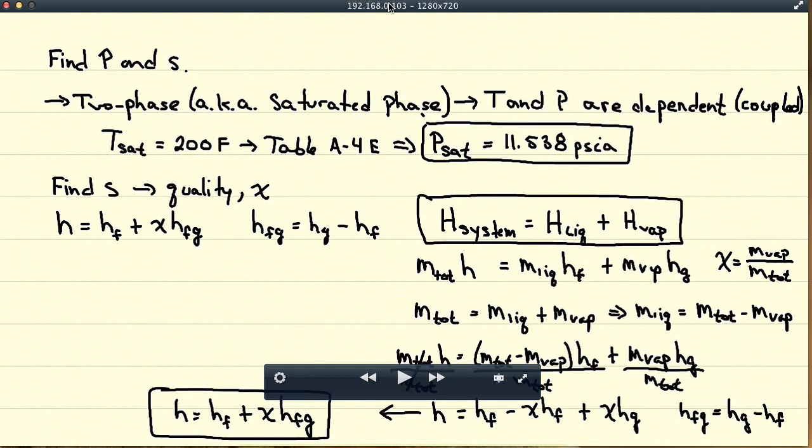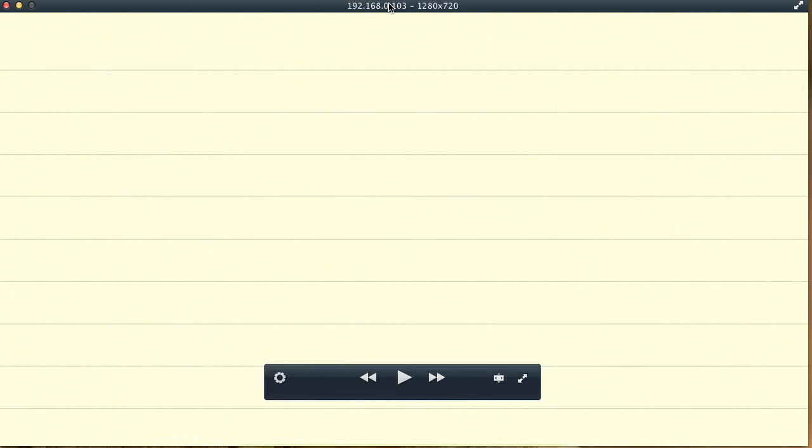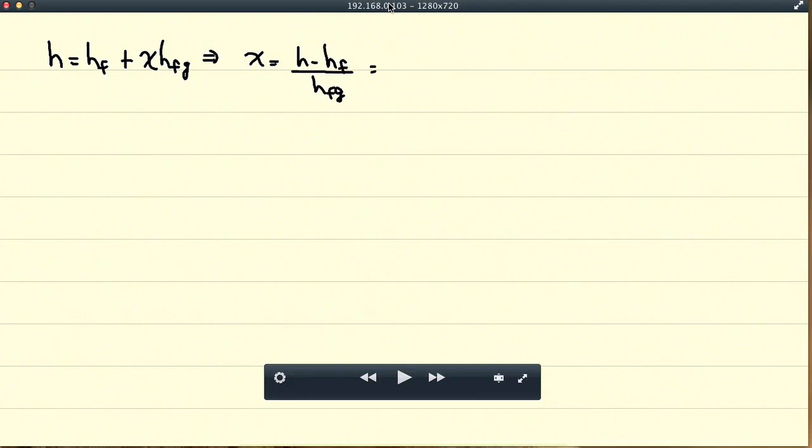Okay, so let's now continue the example. We have that H is equal to HF plus X times HFG, and so we can transform that as necessary so that we get X is equal to H minus HF divided by HFG. So now we can solve for our quality. So our H is 1500 BTU per pound mass, and our HF was 168.13 BTU per pound mass.